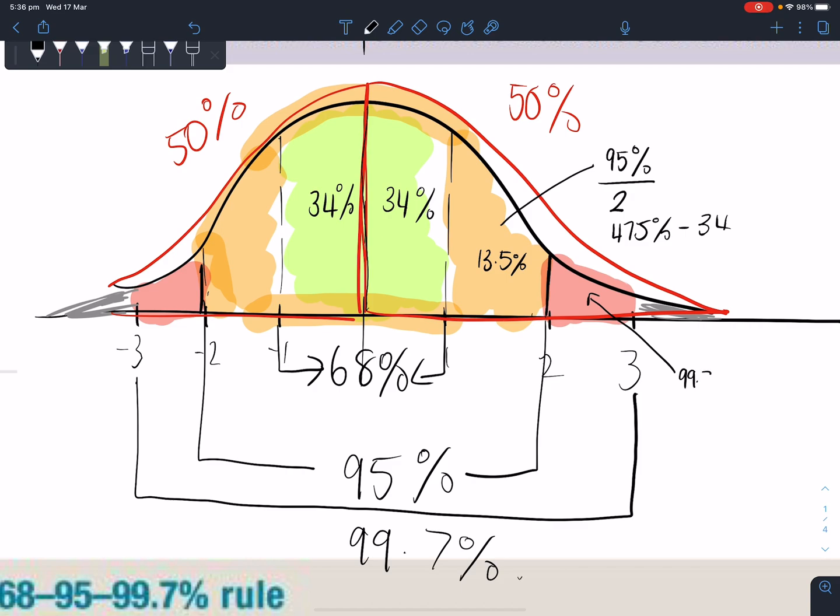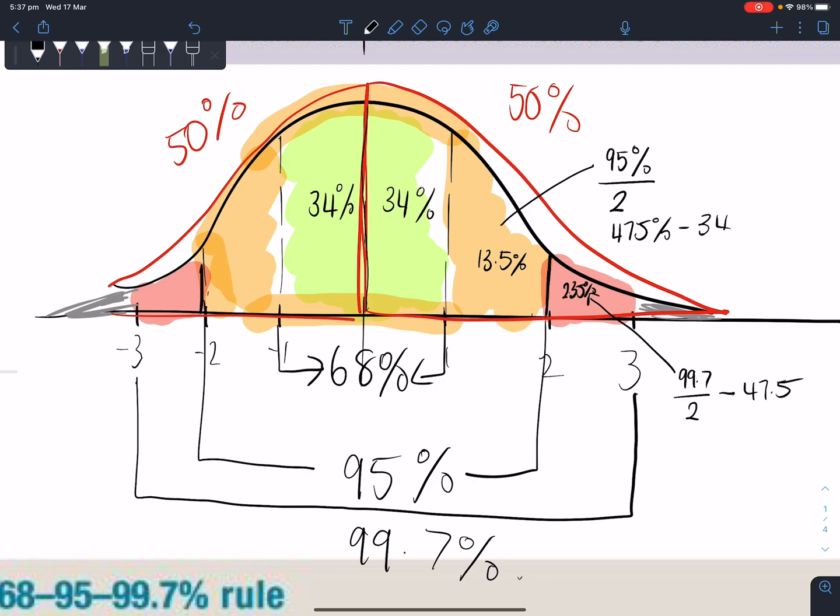99.7. Should have really brought a calculator with me. 99.7% of the data, taking away half of 95, which is 47.5. I'm definitely going to find a calculator for that one. Just give me a second, sorry. So 99.7, half of that, minus 47.5. It's a really small amount in there. So that will be 2.35% of the data.